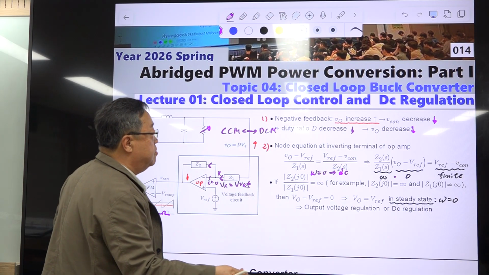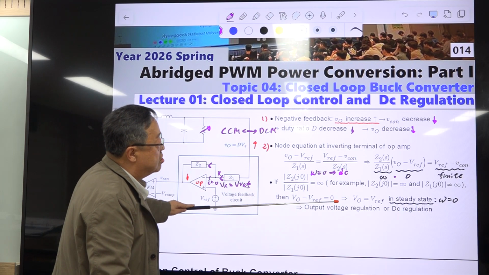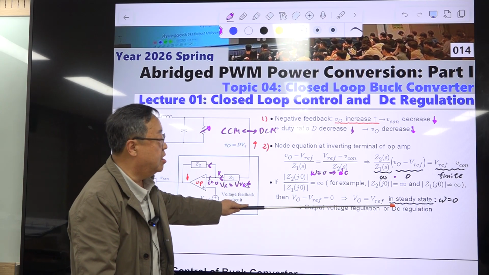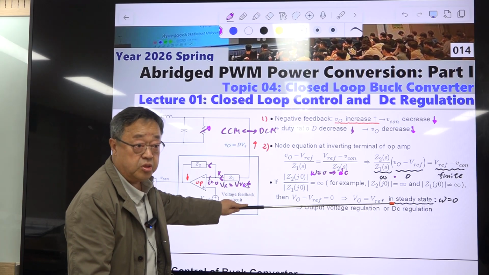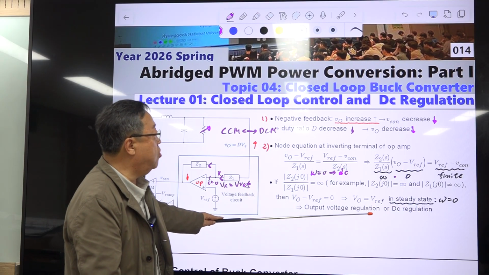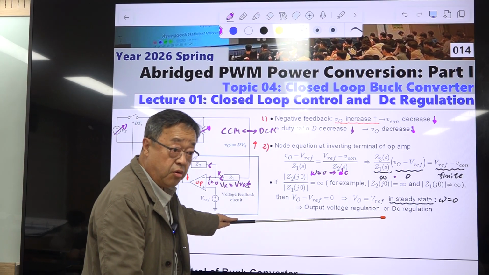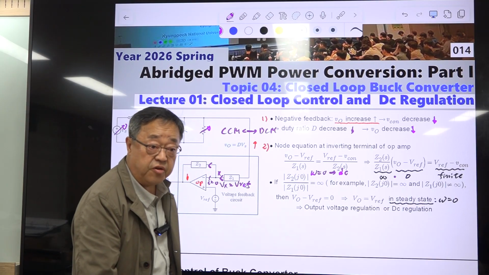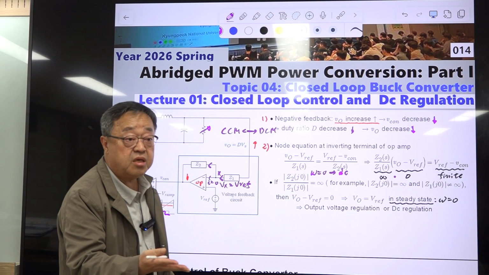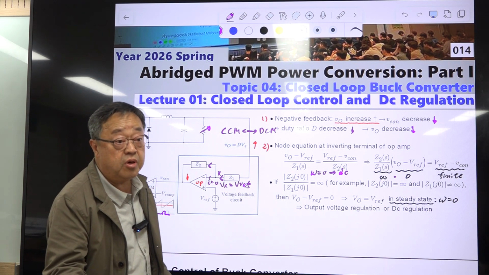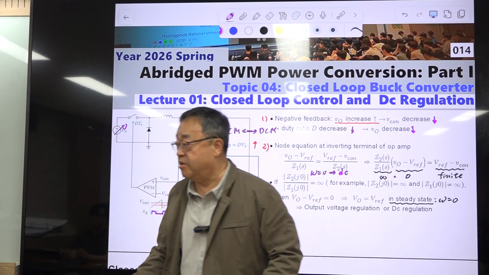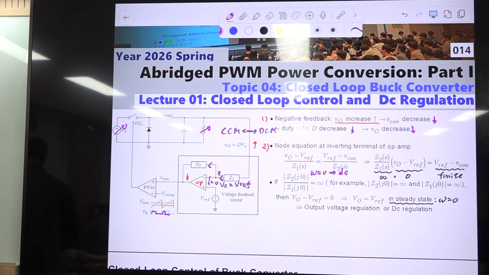All right. So that means this becomes 0. That means in the steady state, output is always regulated at this required voltage, V reference. Reference means reference voltage. That is called output voltage regulation or DC regulation. Maybe DC means steady state. Our voltage is fixed at a specific DC value in steady state. That is called our voltage regulation and/or DC regulation.